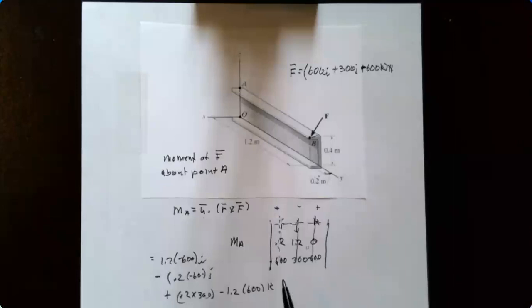Okay. And so this gives us 720I plus 120J minus 660K Newton meters. It's equal to MA.